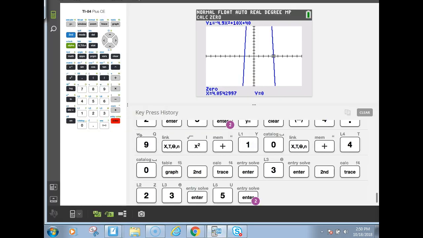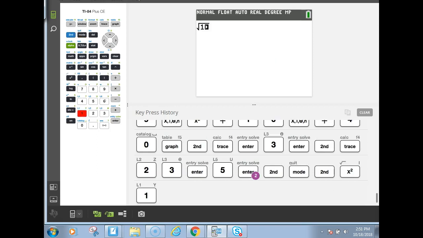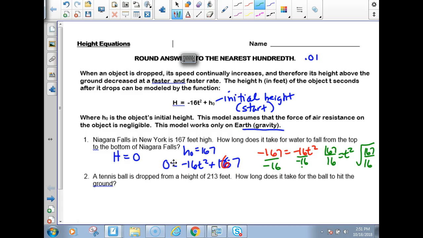So I grab my trusty calculator. I hit second, x squared, 167 divided by 16. I mean, there's no point in dividing them in advance. Just type the fraction. All right, I've got 3.23, which means that the water hits the ground after 3.23 seconds. That's the answer. You might want to circle it, especially since we wrote a bunch of stuff down.